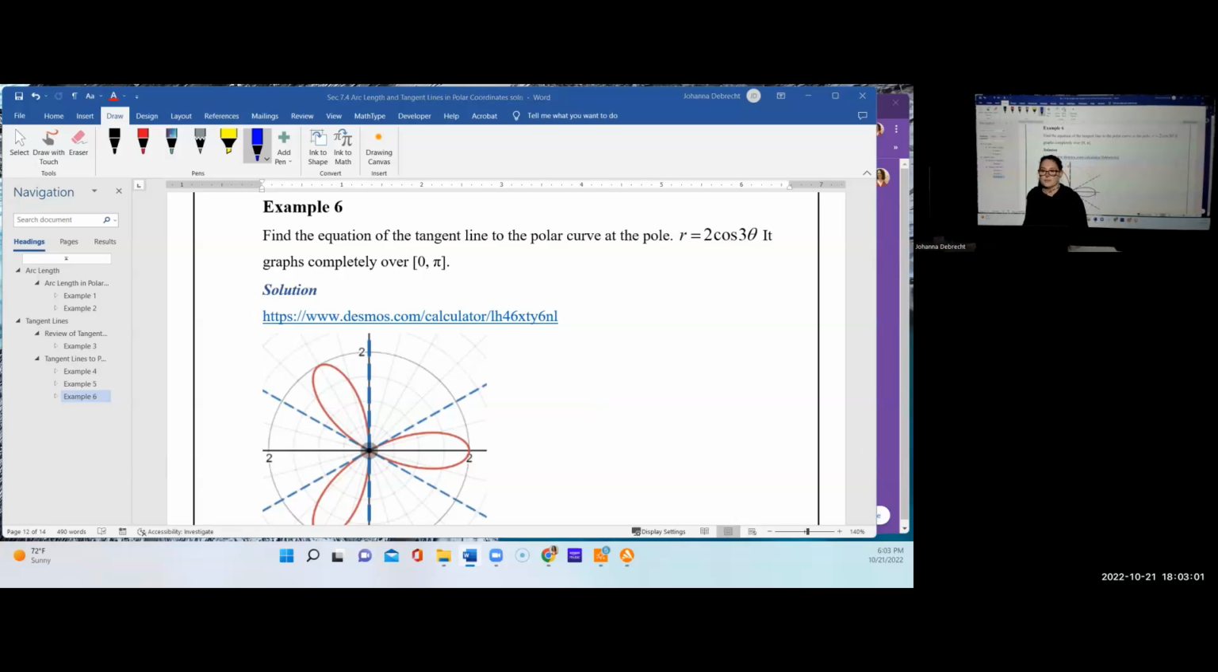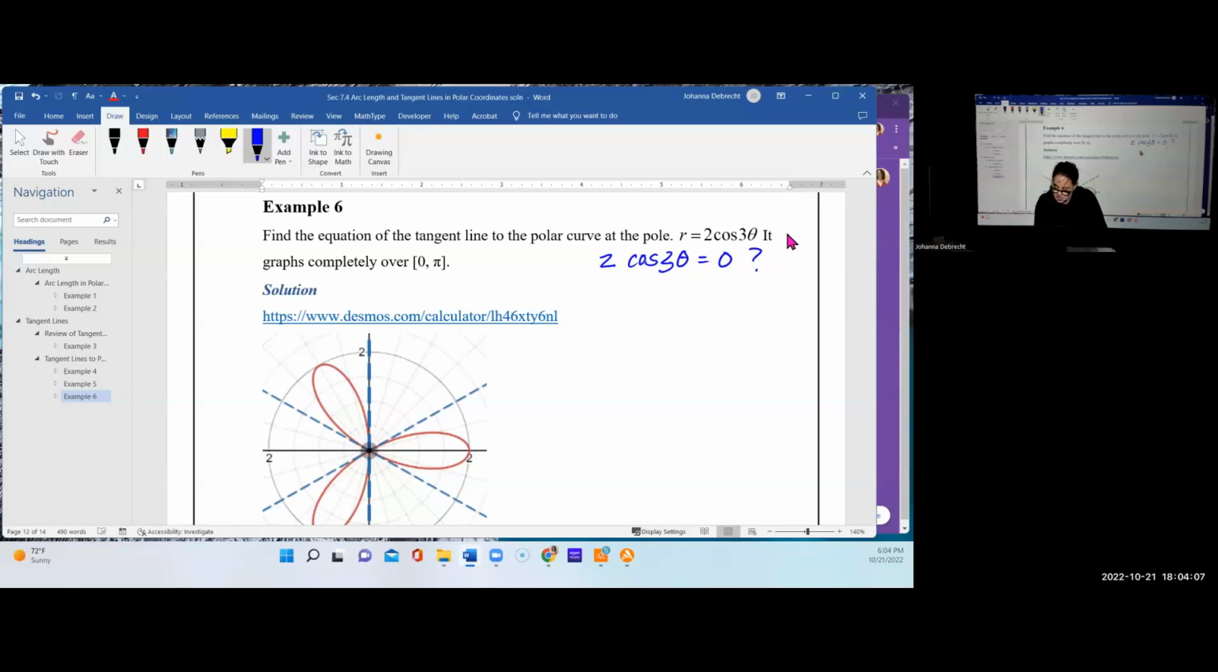So how do we start? Well, when we're at the pole, the value of r is 0, right? We're at the pole. It's not extended from the pole at all. The pole, of course, is the origin, and r is 0 there. So we're basically looking for the points where this equation, 2 cosine of 3 theta, is equal to 0. So let's go ahead and solve that equation now. So when does 2 cosine of 3 theta equal 0?